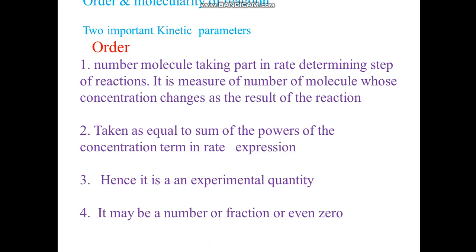So, remember, the order of a reaction is always an experimental quantity. That is not at all a theoretical quantity. Next, it may be a number like 1, 2, 3, etc., or a fraction, like half, 3 by 2, or it may even be 0. The order of the reaction may be a number, a fraction, or even 0.